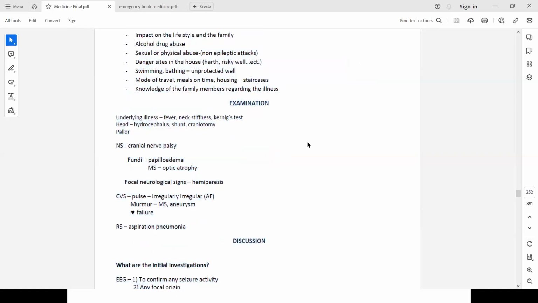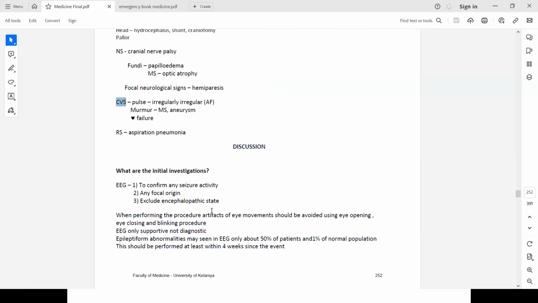Examination-wise, full CNS examination. Don't skip any step. Cranial nerves, upper limb, lower limb, cerebellar signs. Everything should be done. I know there's no time, but try and do as much as you can. And CVS examination was important. I told you pulse, irregular pulse, because arrhythmias can cause syncope. Murmurs, because valvular lesions can cause arrhythmias, which can result in syncope. Mainly CNS, then CVS also. And for completion, you can do the other examinations. Then the discussion, we went through the investigations and the management, right?